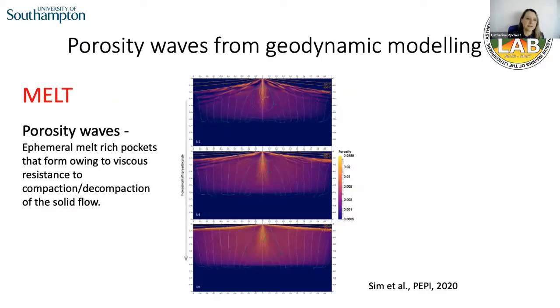And this is also very consistent with porosity waves from two-phase geodynamic modeling. These waves are ephemeral melt-rich pockets that form owing to viscous resistance to compaction and decompaction of the solid flow. The character that's predicted varies by the spreading rate, and as the material comes up, you can get porosity waves, and there can be more and more of them. They can accumulate beneath a permeability boundary, and then eventually they may also completely leave the system and be gone. So our model is very consistent with that.